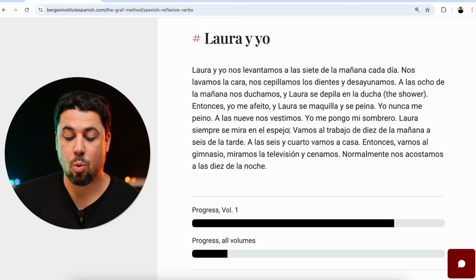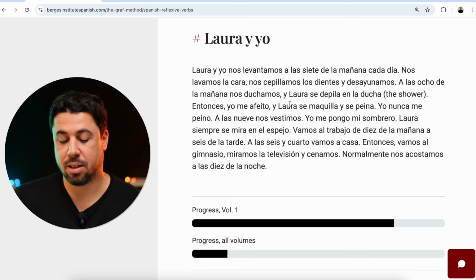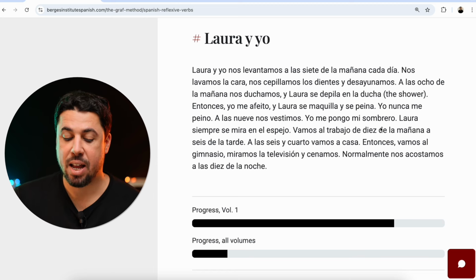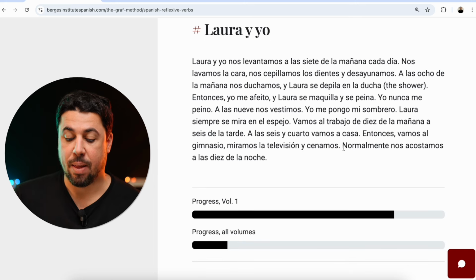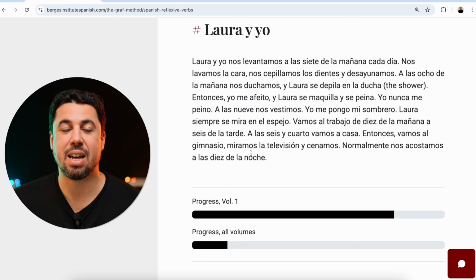A las 6:15 vamos a casa. At 6:15 we go home. Entonces vamos al gimnasio, miramos la televisión y cenamos. Then we go to the gym, we watch TV and we eat dinner. And then normalmente nos acostamos a las 10 de la noche. We usually go to bed at 10 at night.